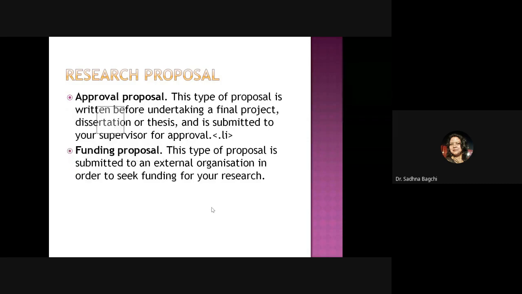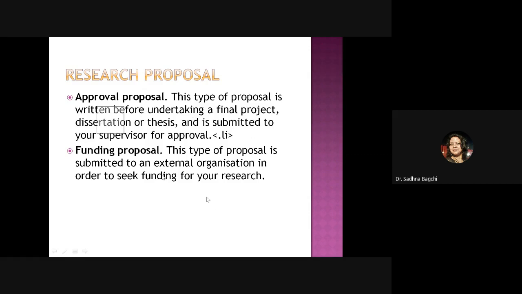Okay, now coming to the research proposal, it is mainly divided into two parts. First is the approval proposal. This type of proposal is written before undertaking a final project, dissertation or thesis, and it is submitted to your supervisor for approval. Means you are writing a proposal, and before submitting, you have to take the consent, the approval from your supervisor. These types of proposals are basically for research articles, book chapters or the thesis. This is the approval proposal.